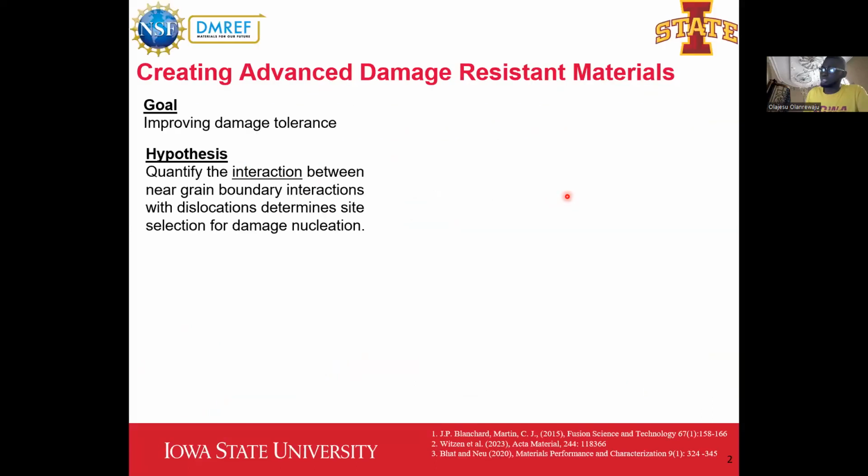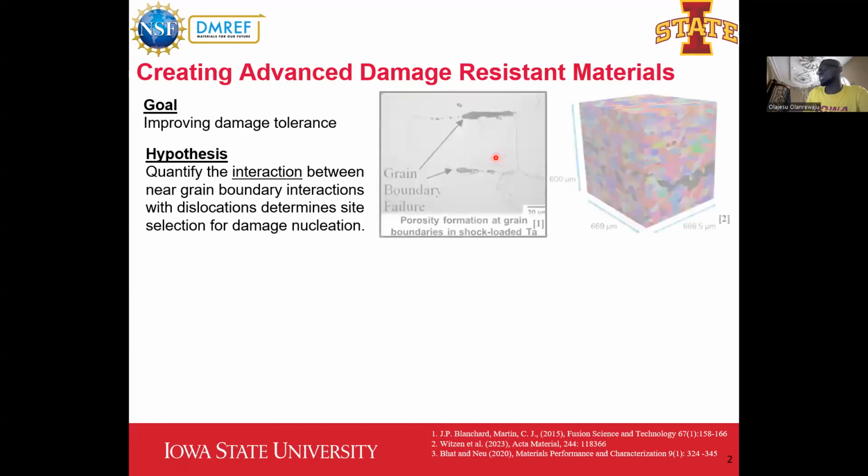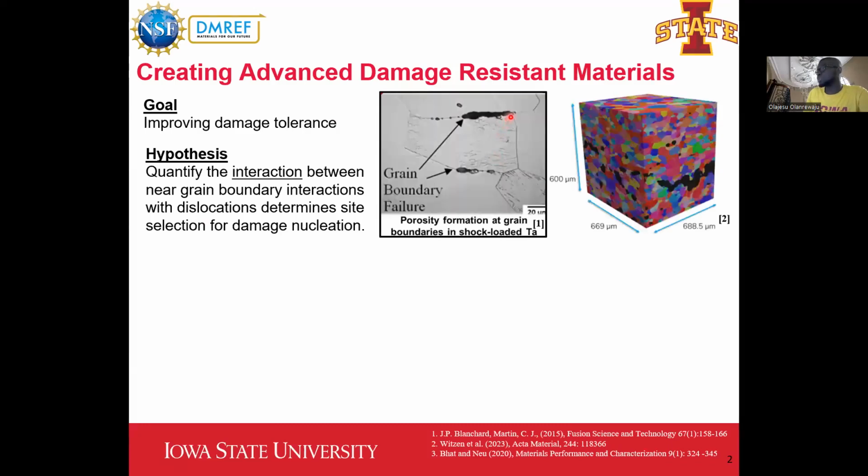materials. In this research, we understand from a qualitative standpoint that the structural features of grain boundaries and grain boundary regions are sites for damage nucleation in any material system. But in order to create advanced damage resistant materials, we must understand from a quantitative standpoint the role of grain boundaries and grain boundary regions in damage nucleation for any material system. For this reason, we selected tantalum because it predominantly nucleates damage along grain boundary regions.